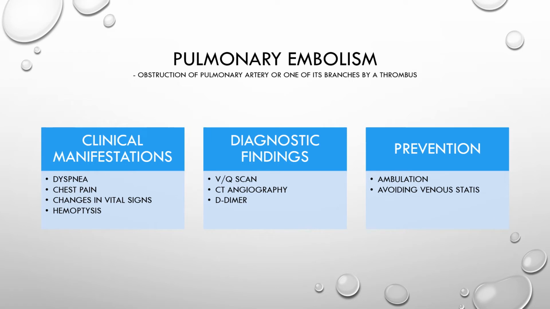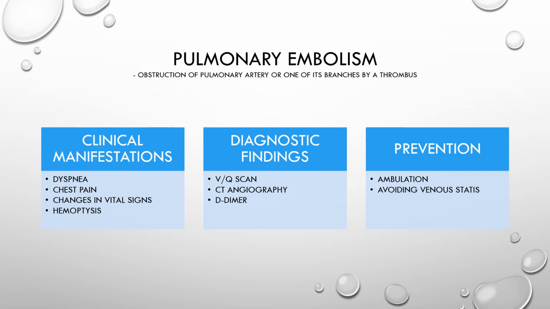A pulmonary embolism, also referred to as a PE, is an obstruction of the pulmonary artery or one of its branches by a thrombus. Most commonly, a PE is due to a blood clot or thrombus, as I mentioned. You can also see situations where the obstruction is due to an air emboli or a fat emboli. This is why it's extremely important that before administering any IV medications, we make sure all the air is withdrawn from the syringe.